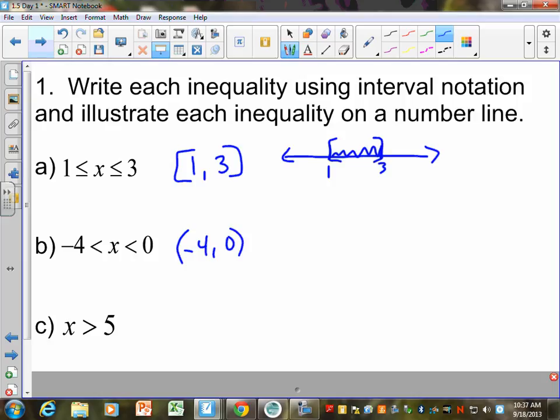Yes, it's always lowest number, biggest number. So you have to put the smallest number to the left. If there's only one number in the inequality, then you're going to have either infinity or negative infinity in your answer because it's always two things, a left endpoint and a right endpoint.